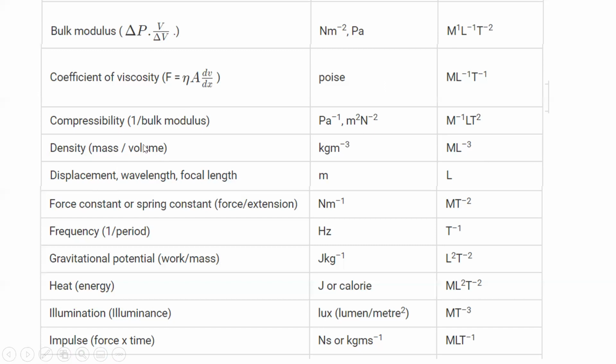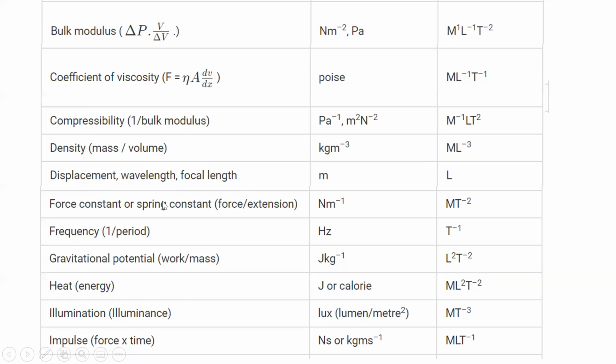Then displacement, wavelength, focal length. All of these are some kind of length. Displacement, change in position, so it's a length. Wavelength, the distance traveled by a wave, so it is also a length. Focal length of a lens or a mirror is also a length. So all of these are lengths. So they have the dimension L.